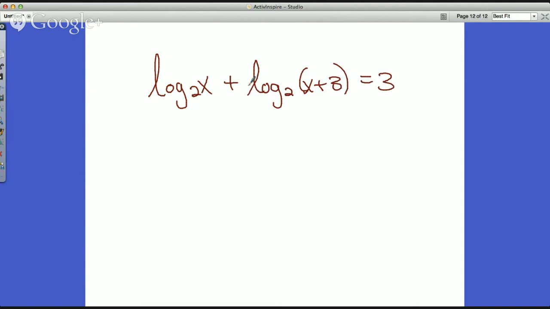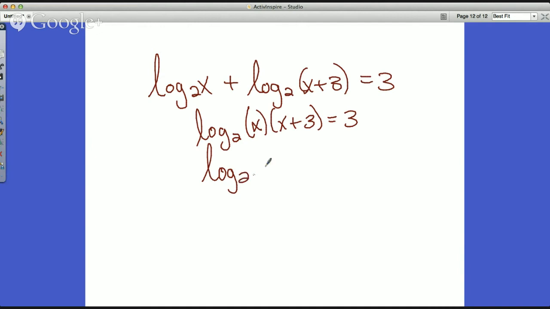So, what could I do? Knowing that there's a log here, we want to make sure we condense this down before solving. So, in combining that left side together, we're going to multiply. So, we'll have log base 2 of x times x plus 3 equals 3 on the right side. So, what about the left side? What do I get once I multiply that out? X squared plus 3x. Good, x squared plus 3x, and that equals 3.